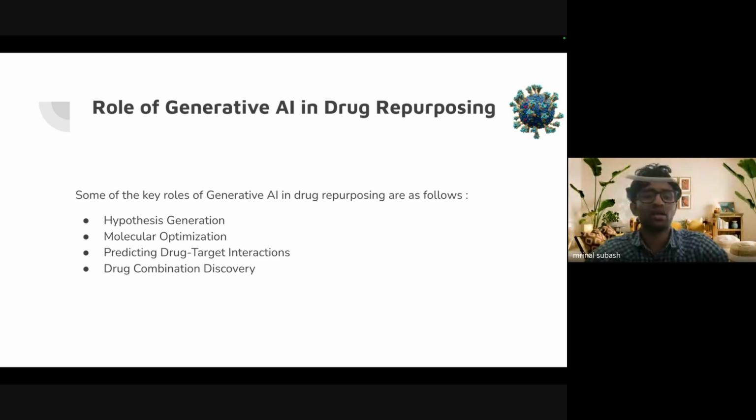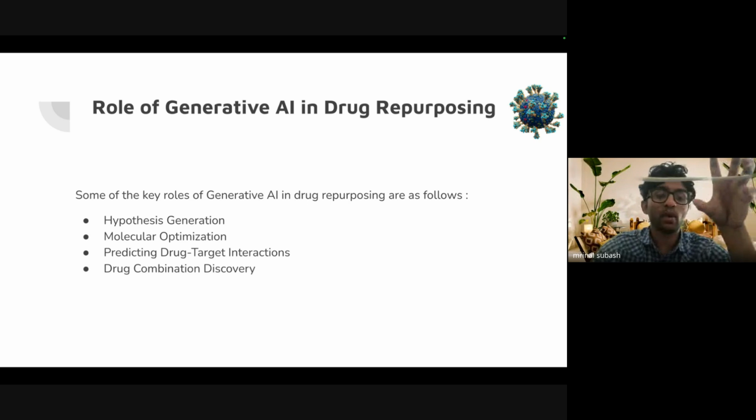So that is the beauty of the interplay of generative AI in drug repurposing. And another thing is drug combination discovery. So when we have to zero down on a certain drug that affects a target bind of a certain disease, AI can assist with it. So AI can assist with the right amount of drug combination.